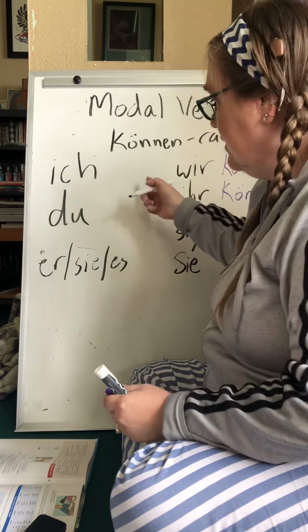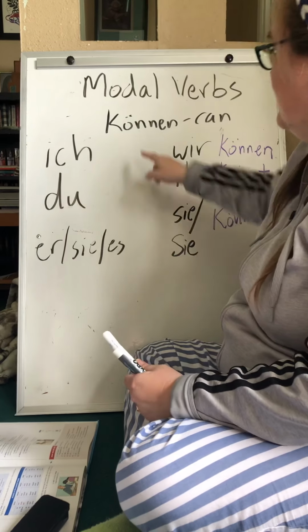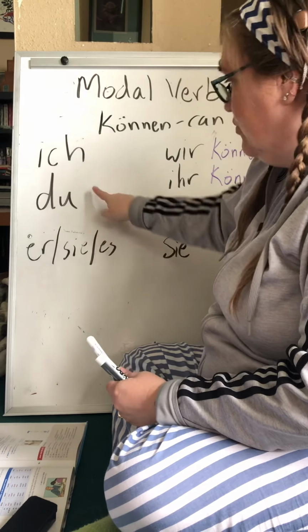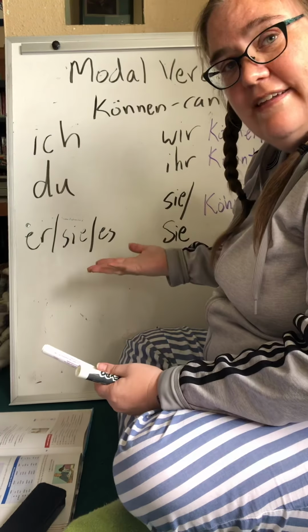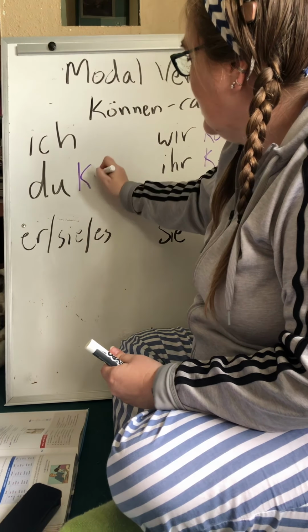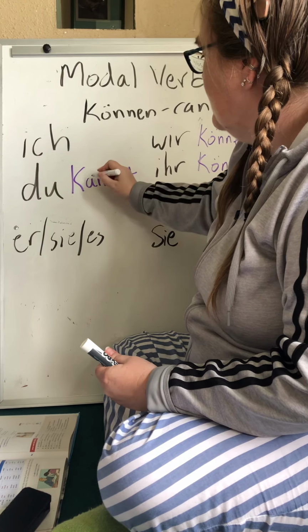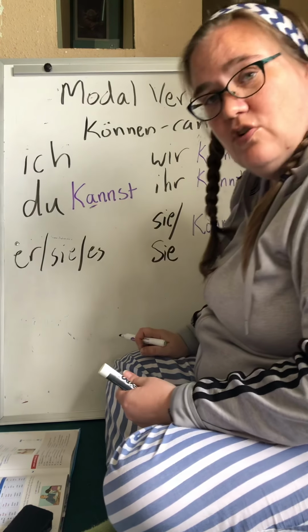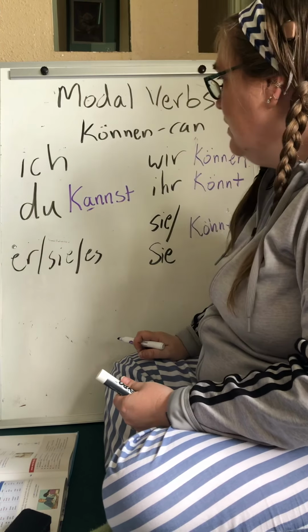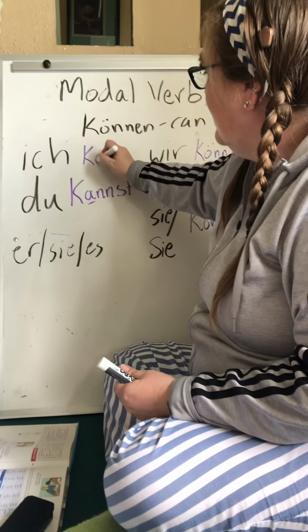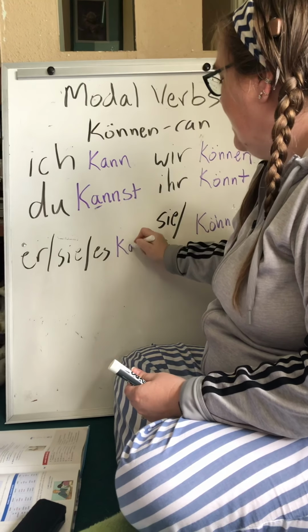Now, this is where it changes. First of all, this O is going to change to an A on this side. Du is going to have the same ending, which is st as you know, but it's going to add an A. So here on this side, it's going to change to kannst. So du is going to change to this A, but it uses the normal st ending. Now remember, modal verbs are called modal verbs because there's no ending in the ich or the er/sie/es part. So here it's just ich kann and er/sie/es kann.